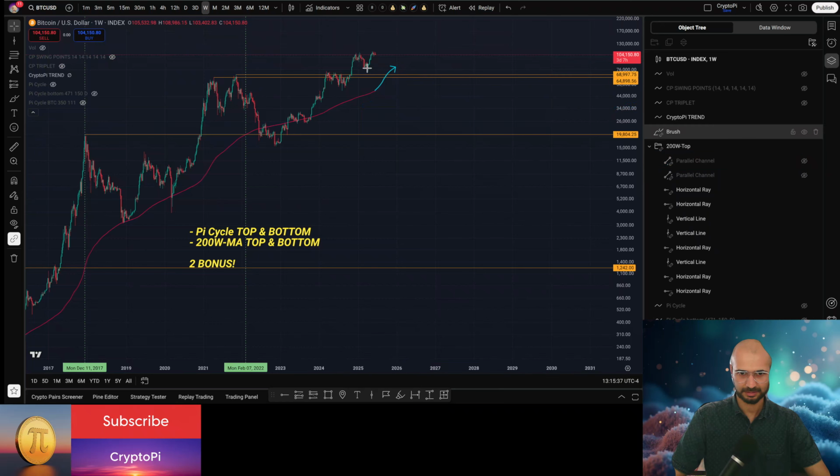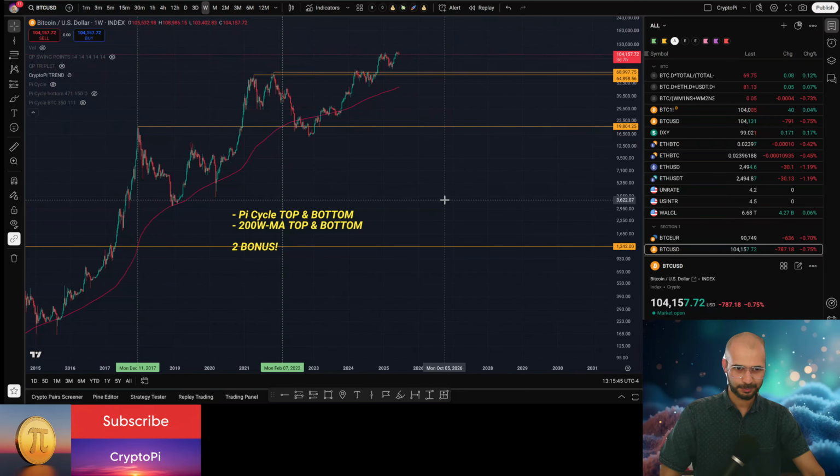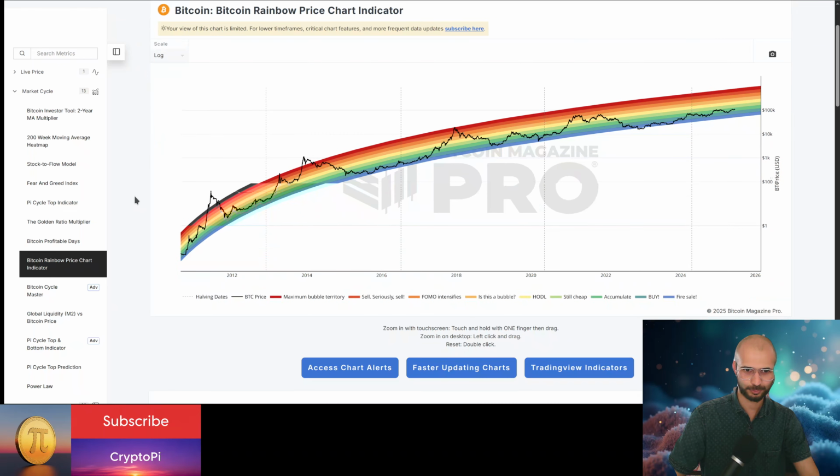All right, let's hide this for a while. Okay, I hope this was clear to everyone how we can use the Pi cycle top and bottom indicator, how we can get the 200-week moving average, and how we can analyze or hypothesize to identify tops using the 200-week moving average. Now, coming to the two bonus indicators, I'm going back to the Bitcoin Magazine Pro website.